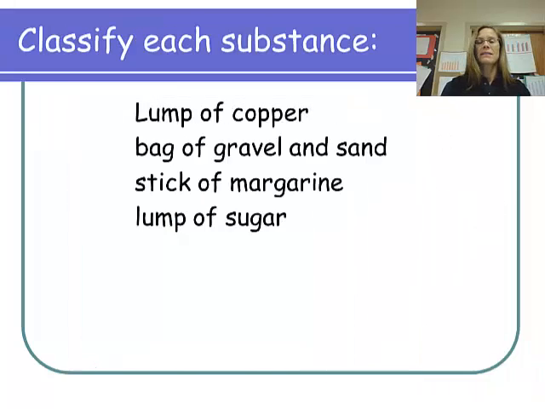This next slide is just a quick way to quiz yourself, to see if you can tell the difference between each of these substances, if it's an element, a compound, or a mixture. So a lump of copper, would this be an element, compound, or mixture? If it's a lump of pure copper, a bag of gravel and sand, a stick of margarine, and a lump of sugar. So just take a minute in your mind and see if you can distinguish between these, identify the mixtures and what type of mixture it is, and identify the elements and the compound.